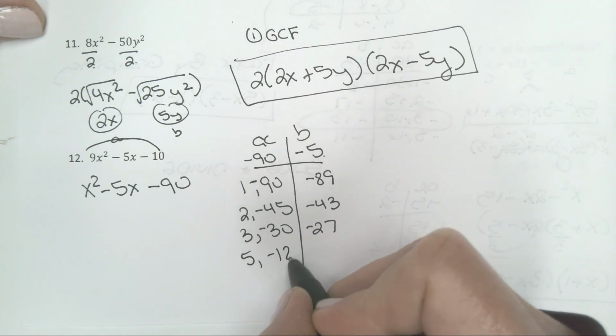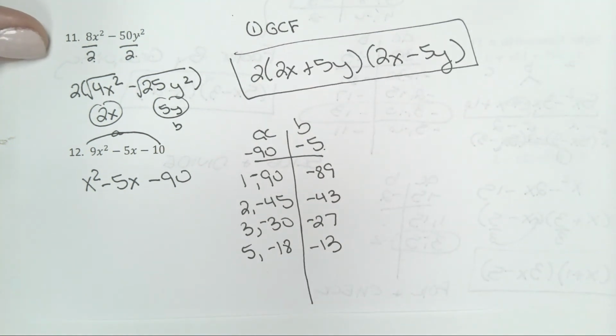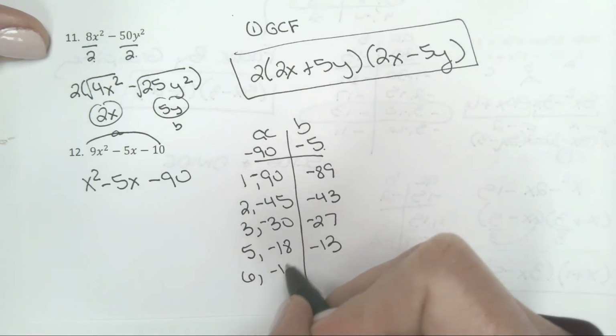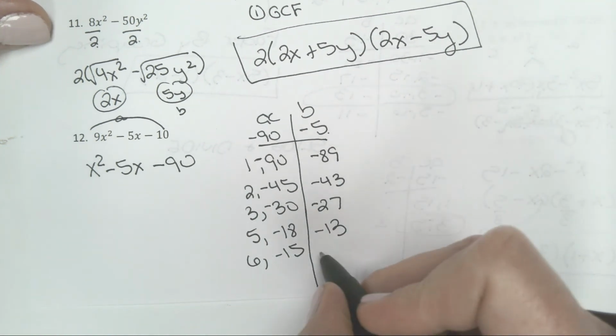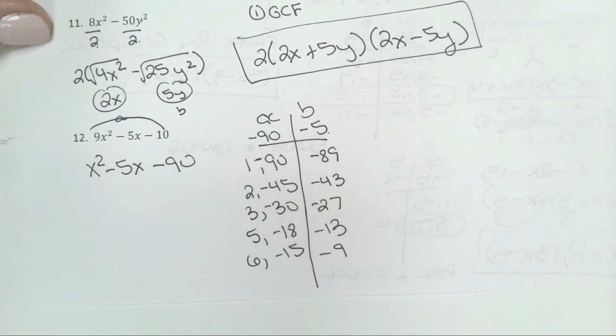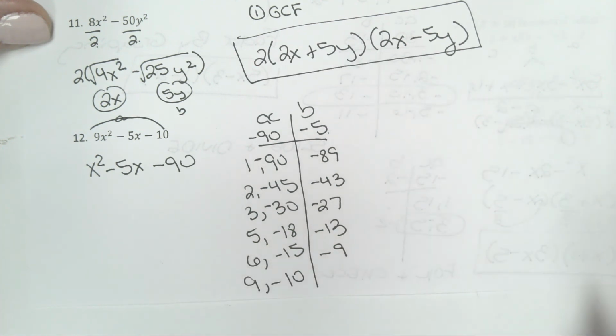5 and negative 18. That adds up to negative 13. And then I went divide by 6. So 6 and negative 15, that adds up to negative 9. I did 7, nope, decimal. 8, no, decimal. 9 and negative 10, and that adds up to negative 1.